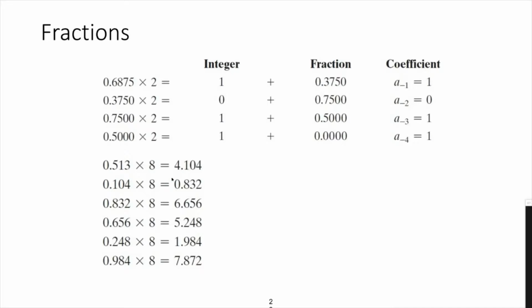Now you could do the same operations with base 8, base 16, whatever base you want, right? In this case, you multiply it times its radix or its base. And in this case, we go down. And you'll see the coefficients here, 4, 0, 6, 5, 1, 7.